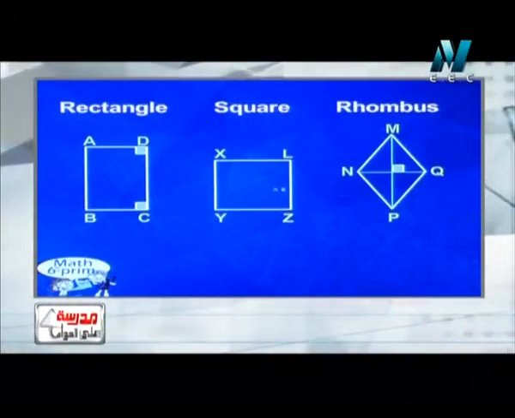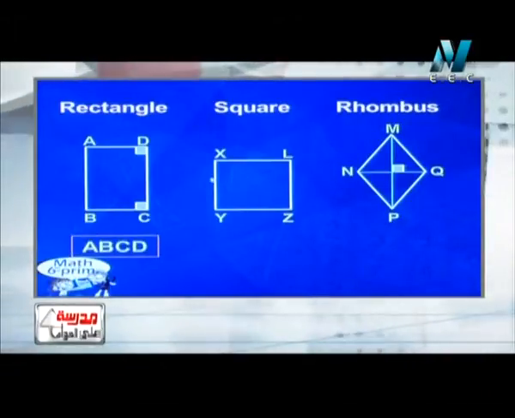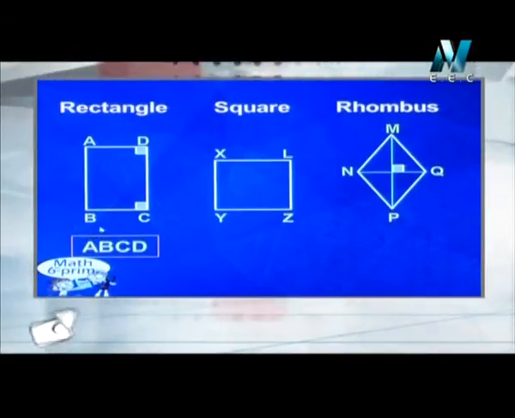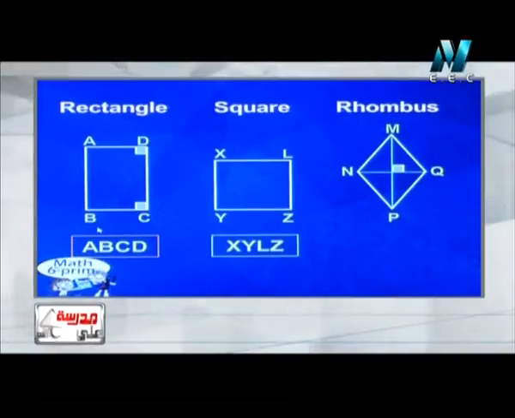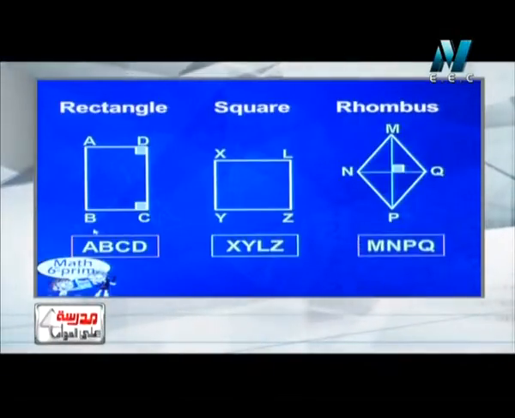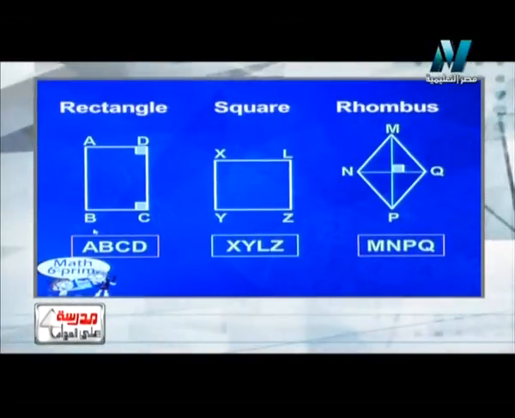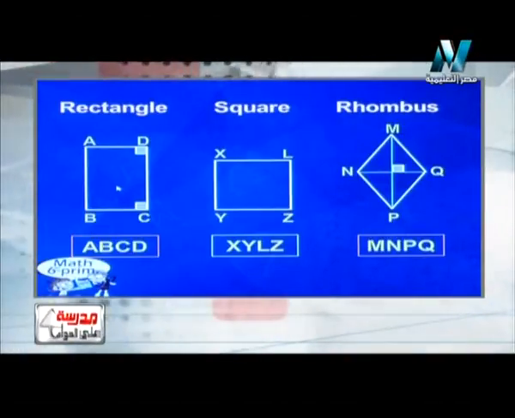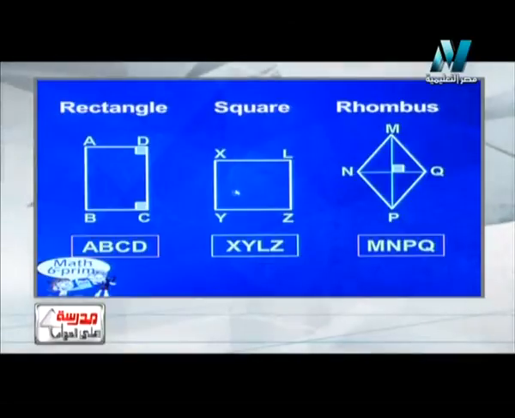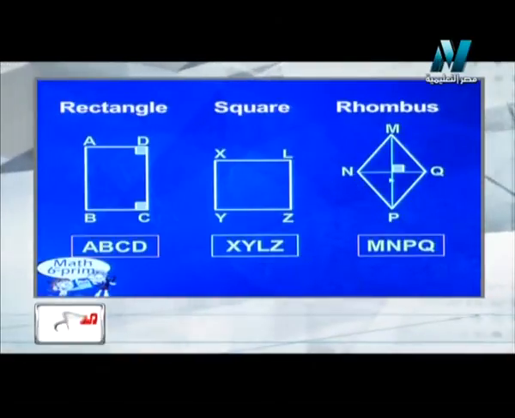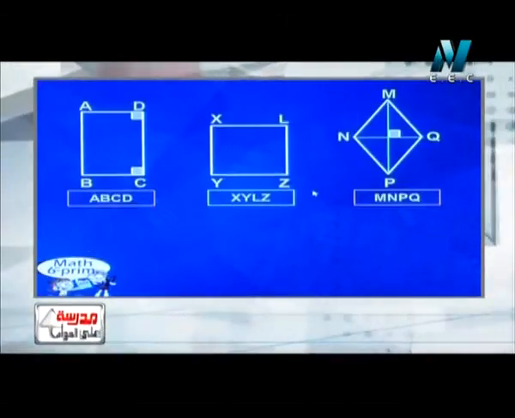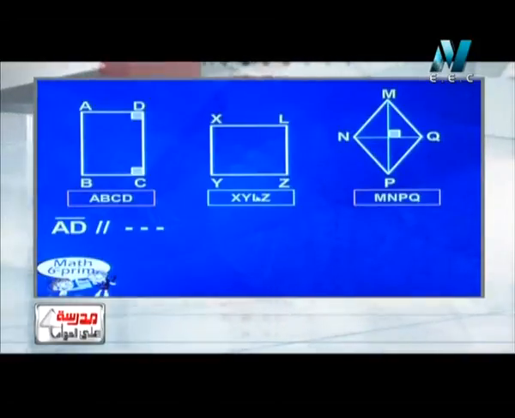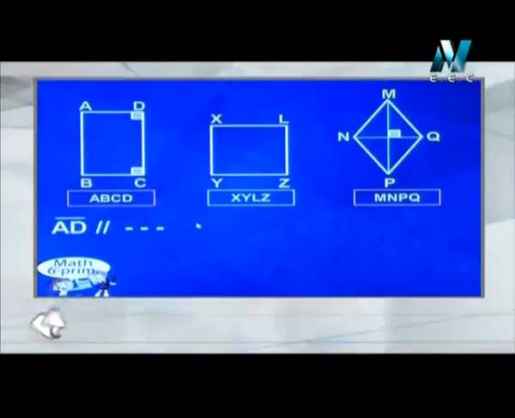As you see, A, B, C, D; X, Y, L, Z; and finally, the name of the last figure, M, N, P, Q. What is the name of the first one? Rectangle. What is the name of the second? Square. What is the name of the third one? Rhombus. Let's study together the three shapes.